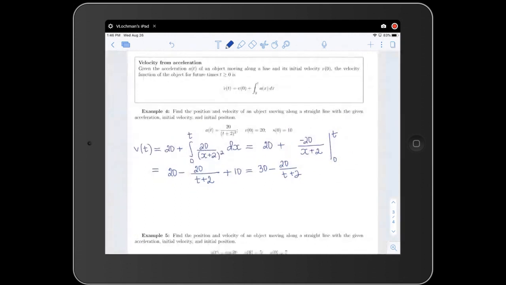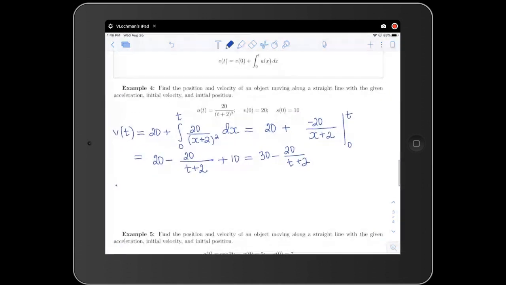Let's see. So we've solved for v. Let's go ahead and solve for the position function. The position function is the antiderivative of the velocity function, which we just found. So now we use the initial condition, 10, right? Our initial condition is 10 plus the integral from 0 to t of 30 minus 20 over x plus 2 dx.